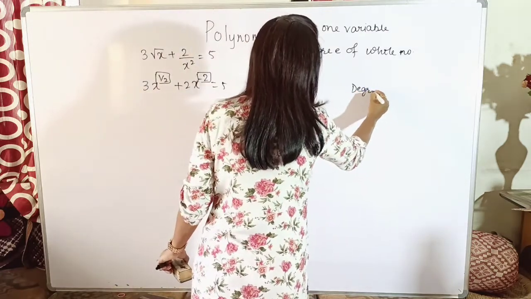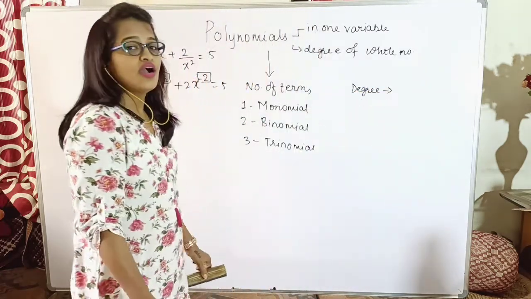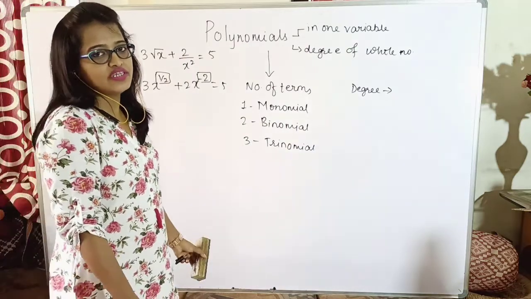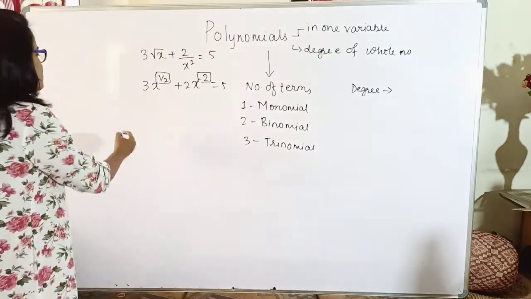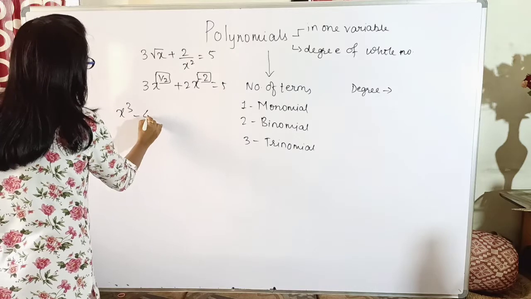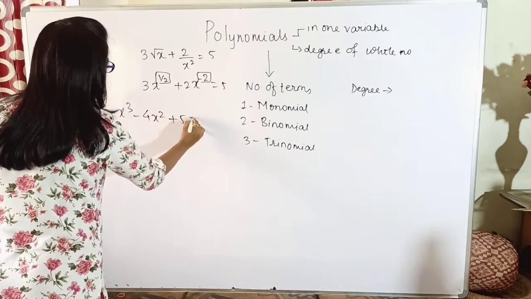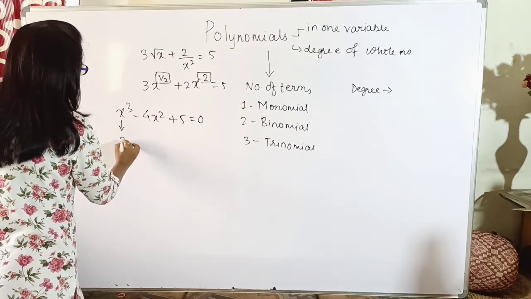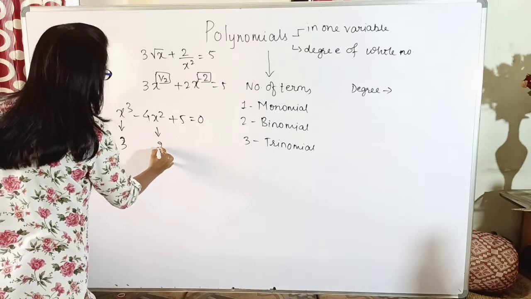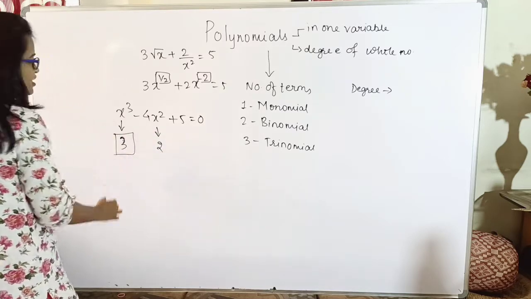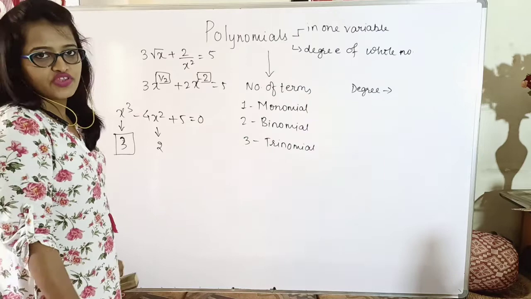Similarly, depending upon the degree. So what is the definition of degree? Degree is the highest power of the variable in the given expression. For example, x cube minus 4x square plus 5 equal to 0. As you can see, the power of this variable is 3, whereas the power of this variable is 2. Now which is the highest one? 3, and hence it is called the degree of the given expression.